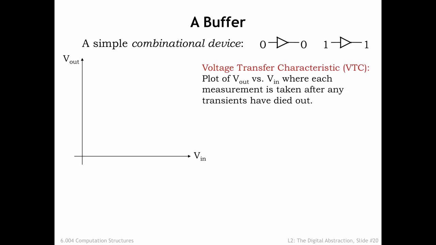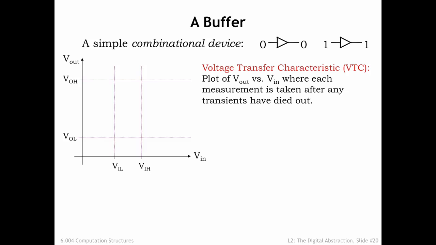The measurements will be made by setting the input voltage to a sequence of values ranging from 0 volts up to the power supply voltage. After setting the input voltage to a particular value, we'll wait for the output voltage to become stable. In other words, we'll wait for the propagation delay of the buffer. We'll plot the result on a graph with the input voltage on the horizontal axis and the measured output voltage on the vertical axis. The resulting curve is called the voltage transfer characteristic of the buffer. For convenience, we've marked our signal thresholds on the 2 axes.